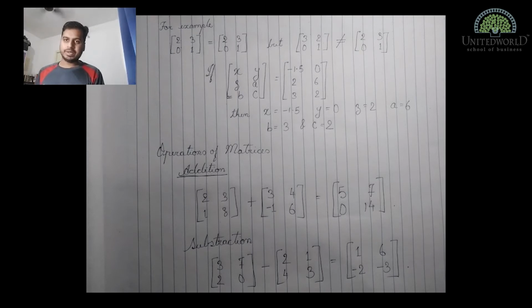So here if you take this particular example, 3, 7, 2, 0 is the first matrix, a 2 into 2 matrix. 2, 1, 4, 3 is the second matrix, another 2 into 2 matrix. Now when we are subtracting this second matrix from the first one, 2 will be subtracted from 3 because both are at first row, first column. 1 will be subtracted from 7 because both are at first row, second column. And 4 subtracted from 2 and 3 subtracted from 0. So we get the corresponding result, a third matrix, which is 1, 6, -2, -3.